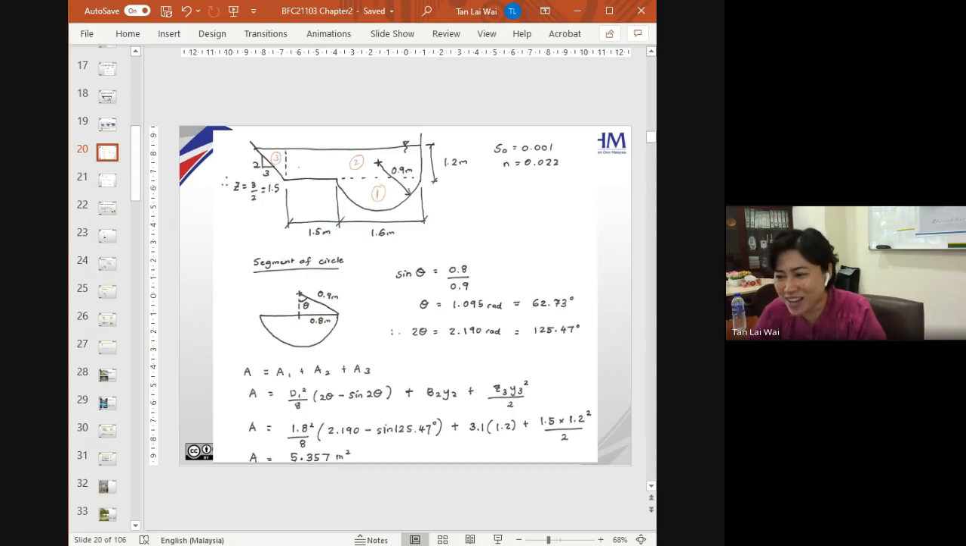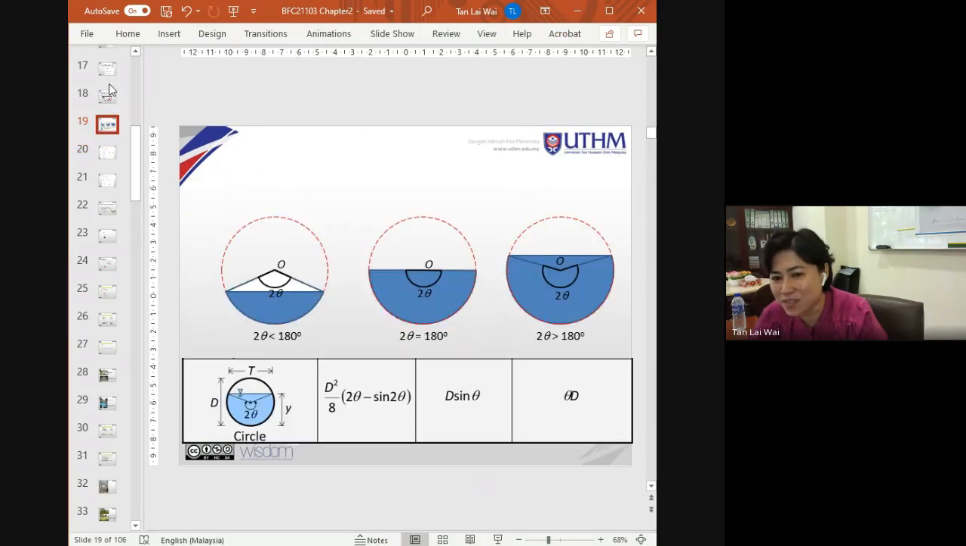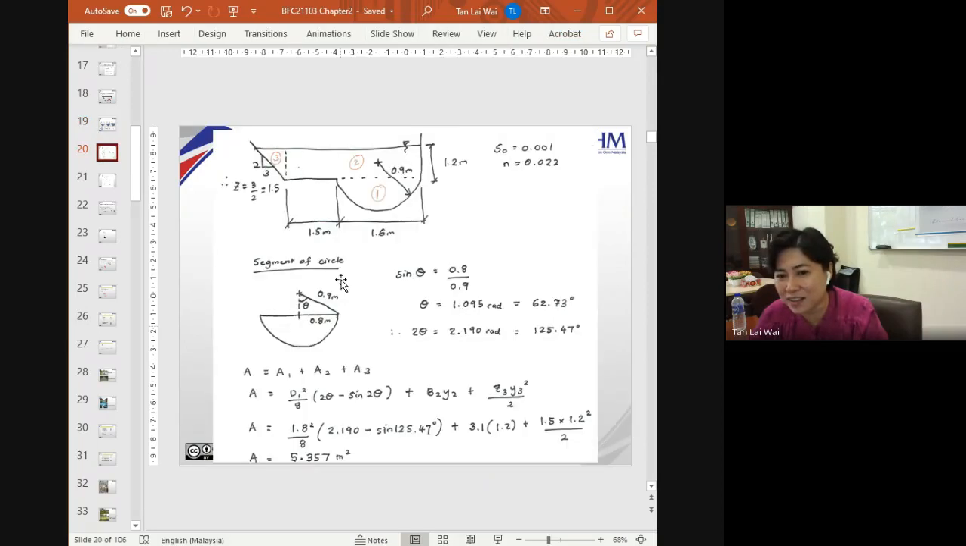Okay, Zaidatul was asking why do I need to draw this diagram? Since we are using this formula, we need to find theta. How do we find theta given that only the radius is given, and also the width of, imagine this is the free surface of this segment? So how do we find it? We need to use this trigo function, alright? That means theta is related to 0.9 and 0.8 by the sine function.